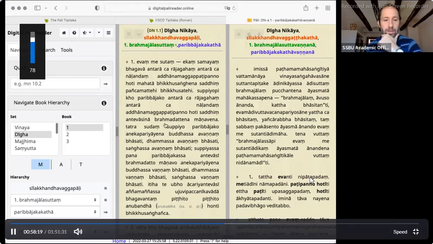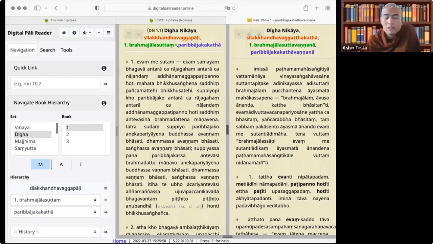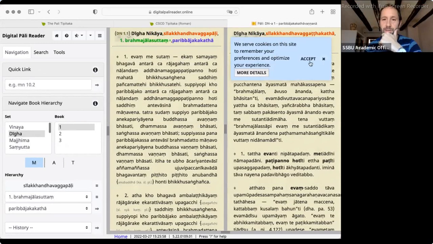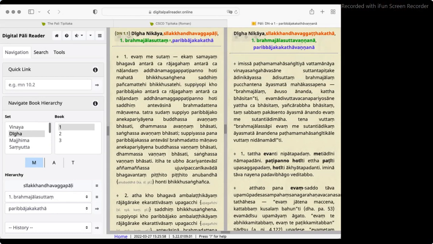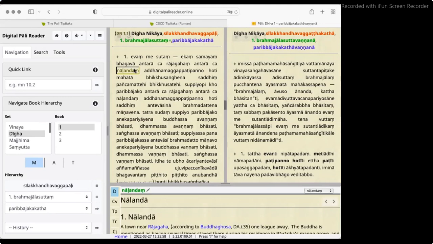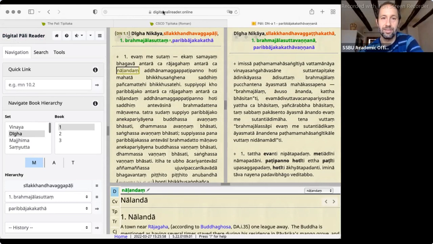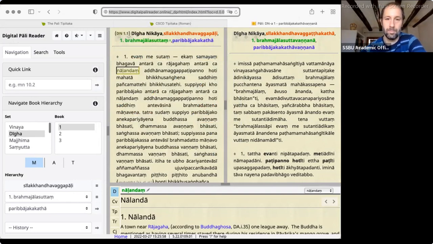Hello, everyone. Again, welcome back. Can you see the shared screen? Yes, yeah. Do you know this website? Yes, we know. Everyone? Have you used the digital Pali reader? It's a very useful website where you can, I don't know how to get out from this.